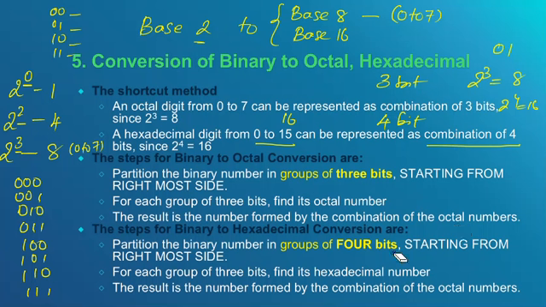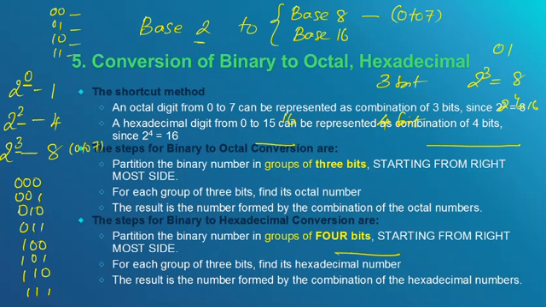If it is going to be a hexadecimal conversion, the binary numbers are going to be grouped in terms of 4 bits, starting from the rightmost side. Each 4-bit group will represent a single hexadecimal digit. So the combination of all the 4-bit groups is going to be the hexadecimal number. So let us see an example.